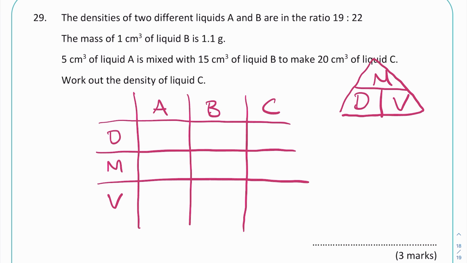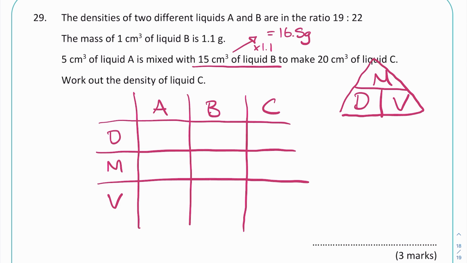We've got the mass of 1 centimetre cubed of liquid B is 1.1. So 1.1 is the mass for 1 centimetre cubed. However, it does say in the question that 5 centimetre cubed of liquid A is mixed with 15 centimetre cubed of liquid B. So if that's the mass of 1 centimetre cubed, we're going to want to multiply that by 15, 15 times 1.1, so that we actually have the mass of what we've used for liquid B. So 15 times 1.1 gives me a mass of 16.5. So that's going to be 16.5 grams.